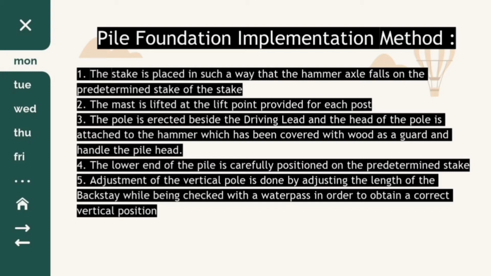Fourth, the lower end of the pile is carefully positioned on the predetermined stake. Fifth, adjustment of the vertical pile is done by adjusting the length of the backstay while being checked with a water pass in order to obtain a correct vertical position.